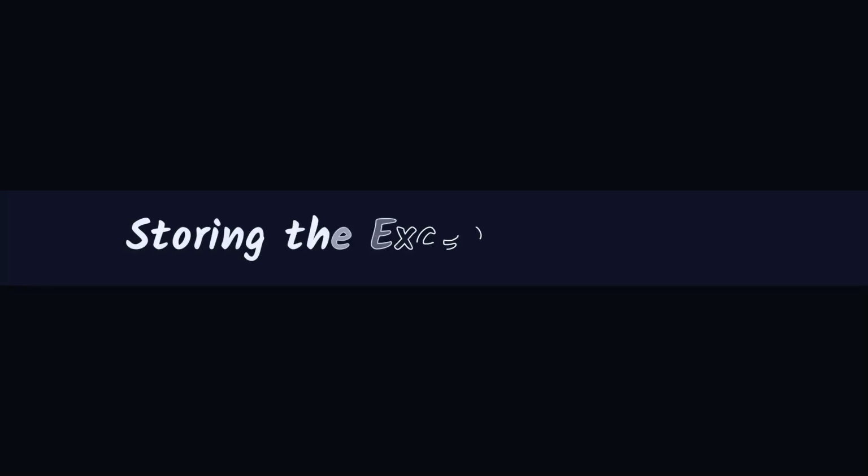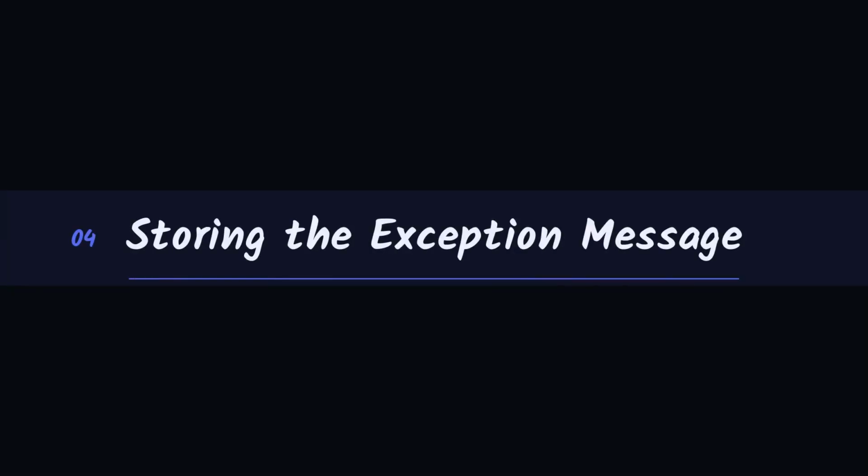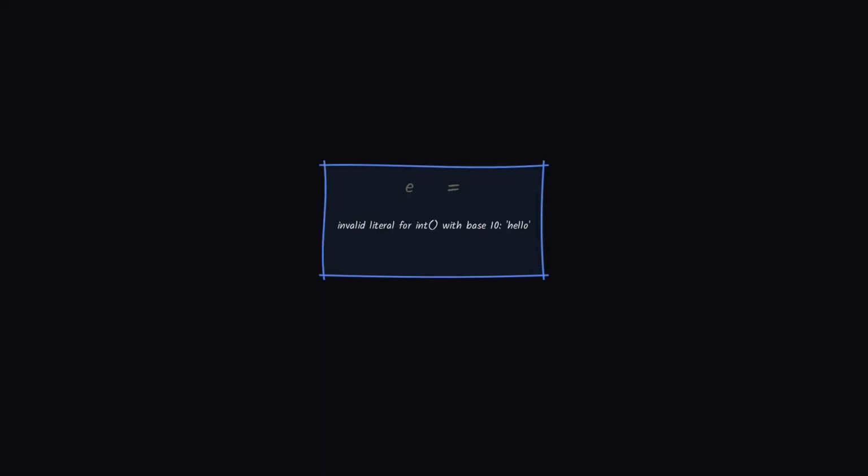You can capture the actual exception object to see what Python says went wrong. The variable e is created when the except clause fires. It lives only inside that except block. Its value is the error message Python generated. You can print it, log it, or check it to decide what to do next.